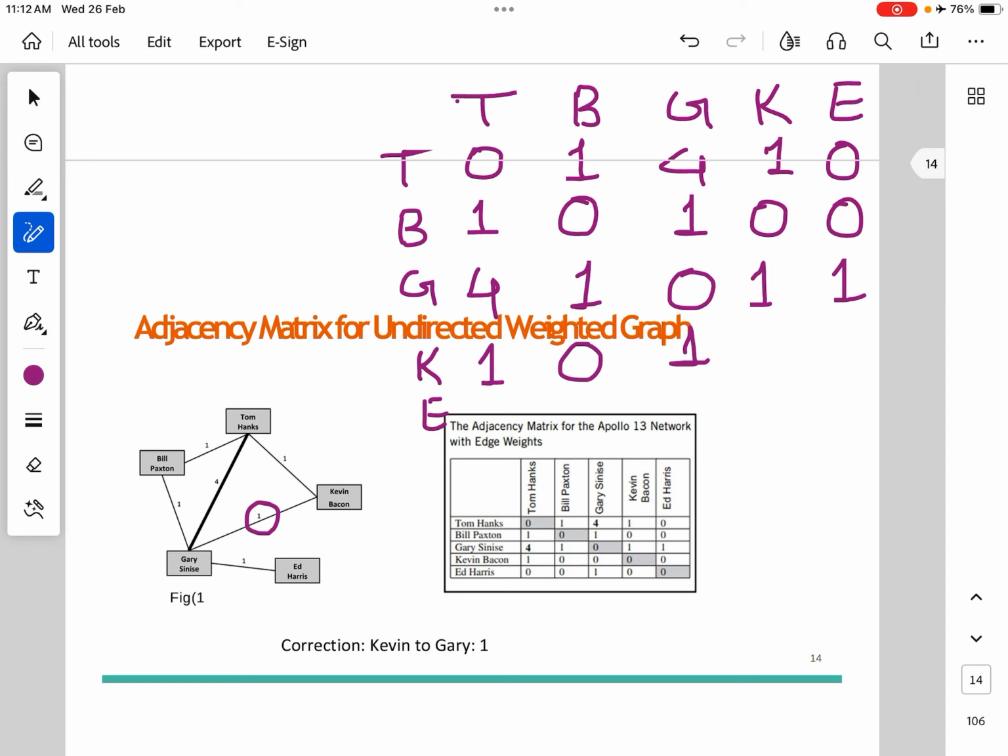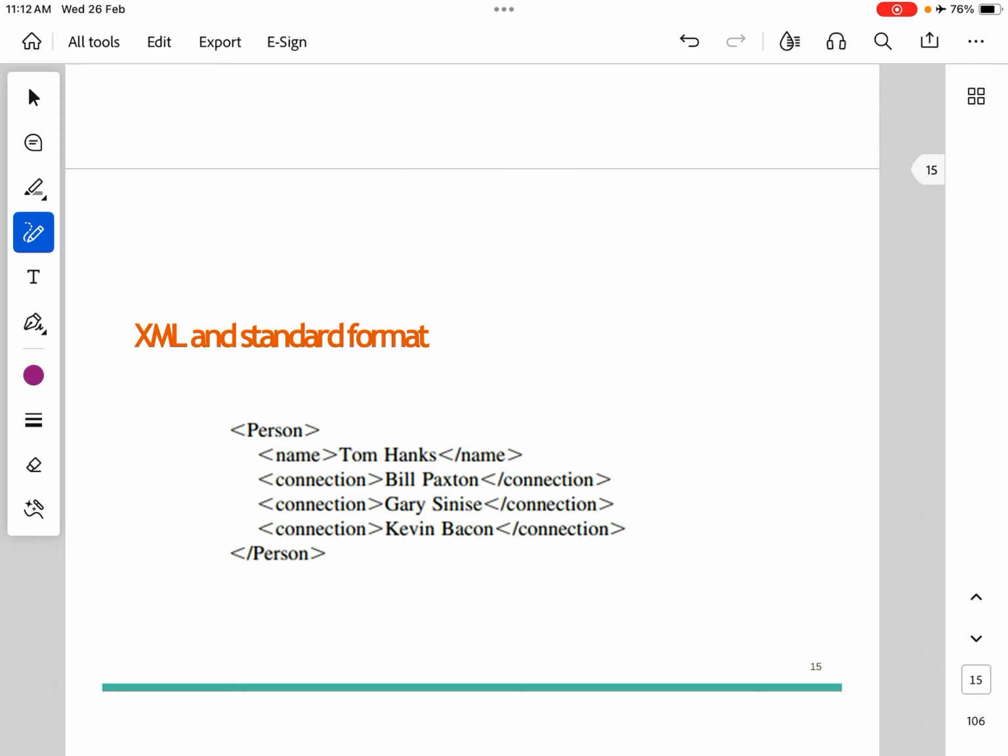Then Kevin to Kevin we have nothing, so 0. Kevin to Ed we have nothing, so 0. Then Ed to Tom we have nothing, so 0. Ed to Bill nothing, so 0. Ed to Gary we have 1. Ed to Kevin 0, there is no edge, and Ed to Ed also no edge. So this is the adjacency matrix for an undirected weighted graph. So matrix and list, I hope it is clear. It is quite manageable as well.